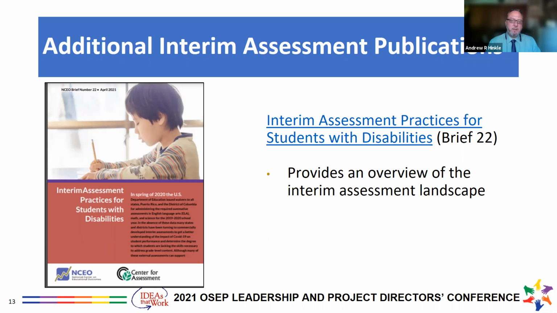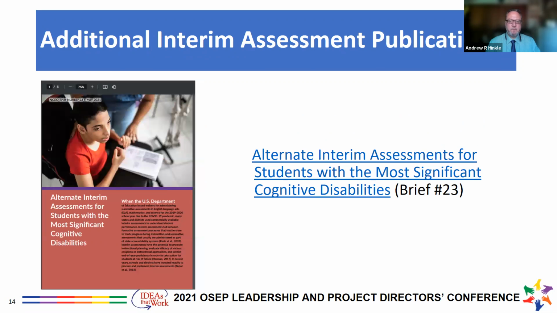Another resource that came out of the advisory panel meeting is this one on interim assessment practices for students with disabilities. This brief, number 22, can also be accessed on the NCEO website. This is the final version of the overview of the interim assessment landscape that we originally gave to the panel members prior to the meeting.